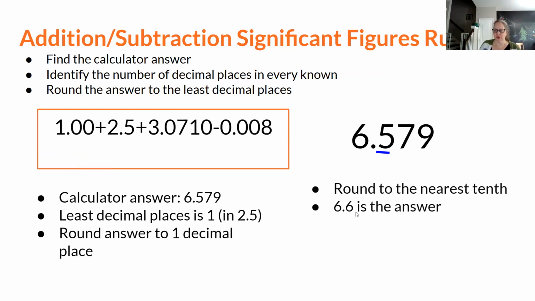6.6. 2 non-zeros. Double check. Yep. One decimal place is in my answer because that was my rounding point.